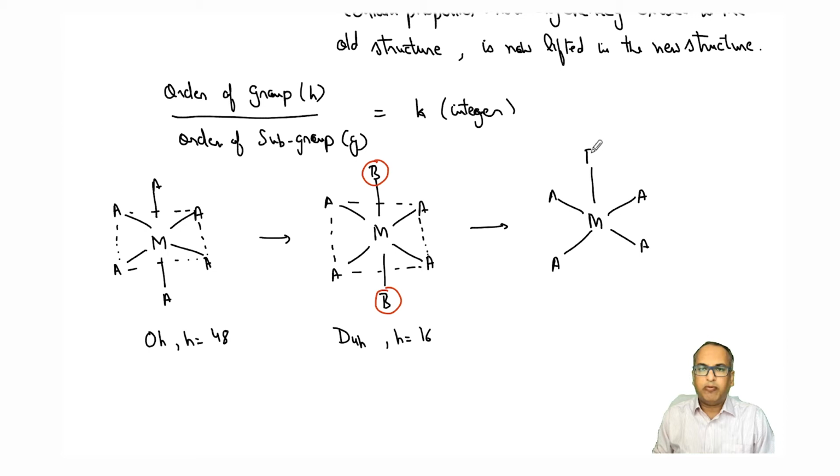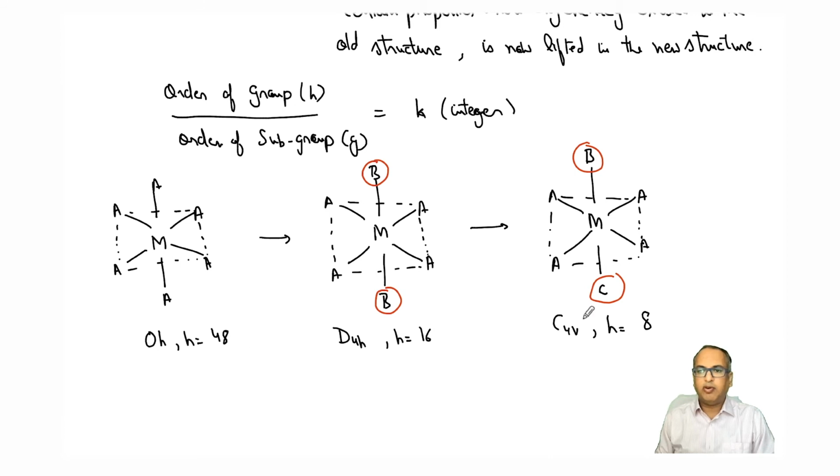So we keep one as B and another as C. So that we are killing the plane which is containing the 4 A atoms and the M atom. So if we kill that plane, what do we get? We will get, let me color this, a change over here. Now the new point group will be C4v and the order of this group is 8.